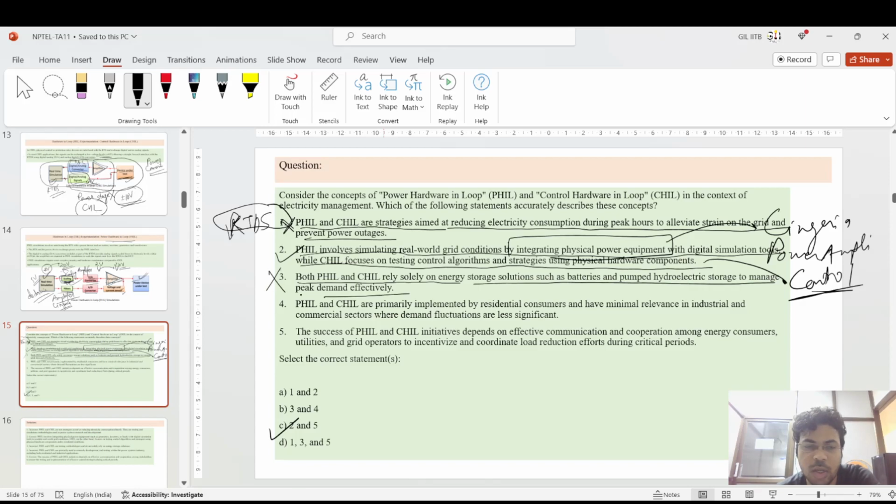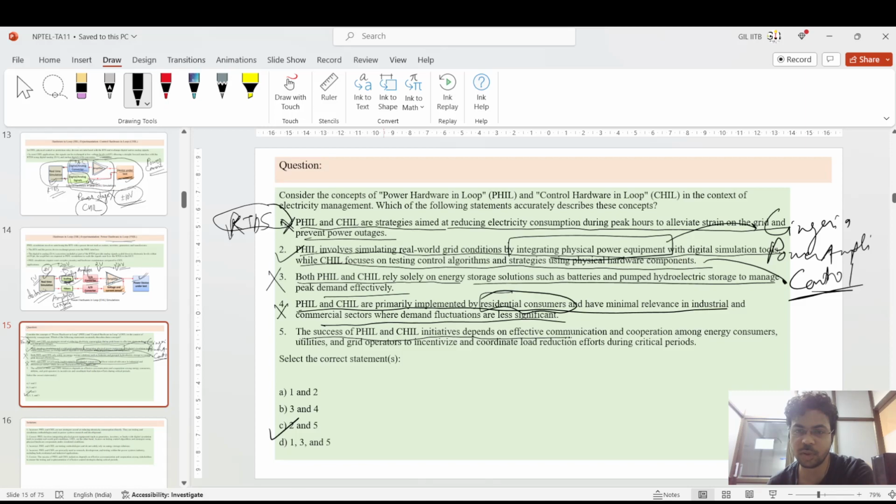And coming to the third part, that both PHIL and CHIL rely solely on energy storage solutions such as batteries and pumped storage to manage peak demand effectively. That is false, because it involves all the grid conditions, the grid from thermal also, hydro also. You can simulate them; you cannot directly use them. The fourth says PHIL, CHIL are primarily implemented by residential consumers and have minimal relevance in the industrial and commercial sector where demand fluctuations are less significant. That is false, because industry uses this for testing. But they are not installed with residential consumers, because they are just a test bed system.